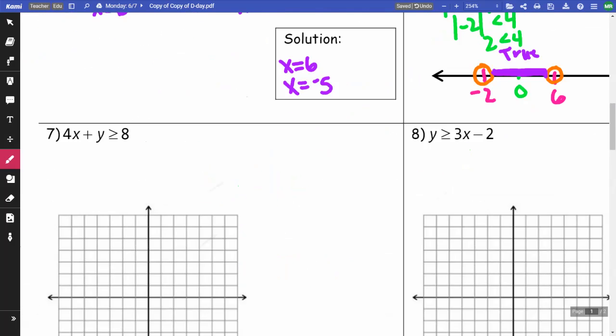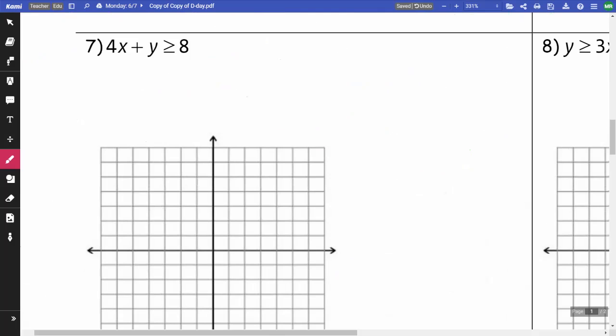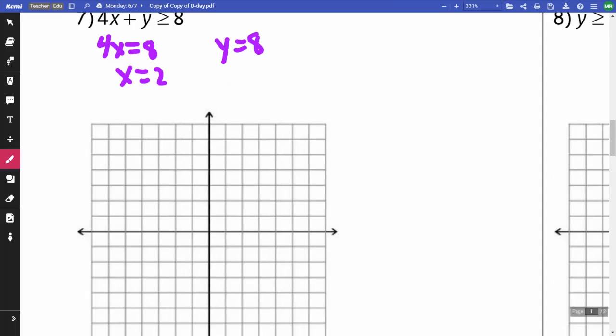On number 7, I can do this one of 2 ways. I can get it to be in Y form, or I can find my X and Y intercept. So if I'm the type that likes to find my X and Y intercept, I go 4x equals 8, which means X is 2, and Y equals 8. So I've got 8 for my Y and 2 for my X.